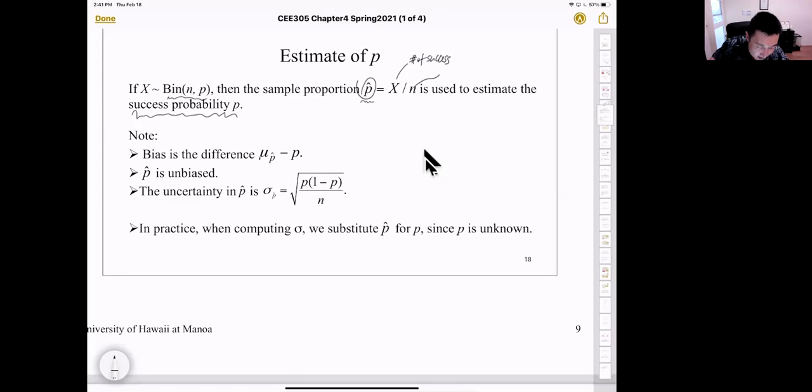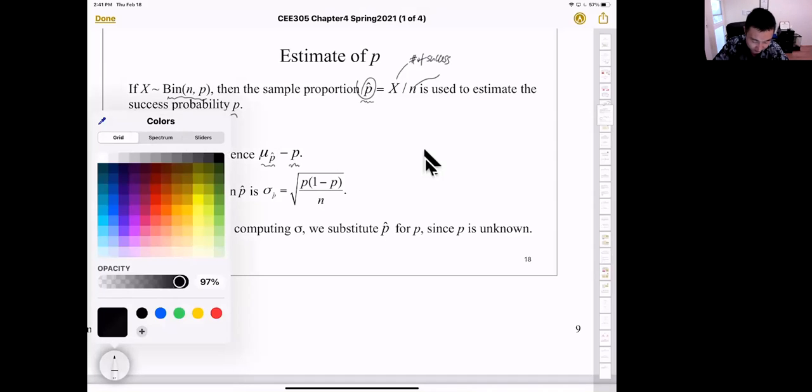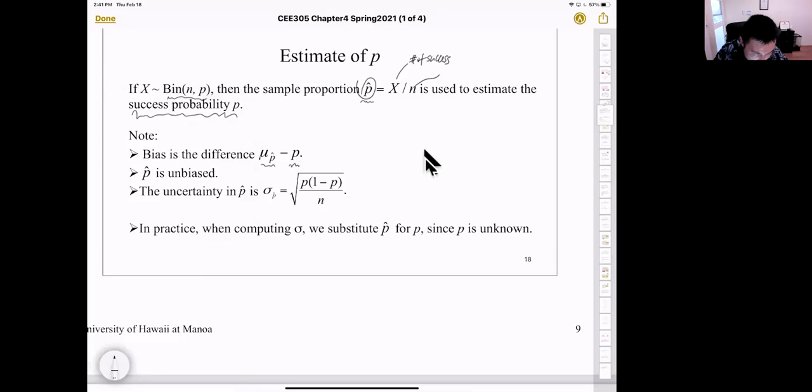Then let's look at, for this estimation, what is the bias and what is the uncertainty? The bias is the difference between the mean value of the sample proportion minus the true value. So this is what we learned from chapter 3. Bias is equal to mean value minus true value.